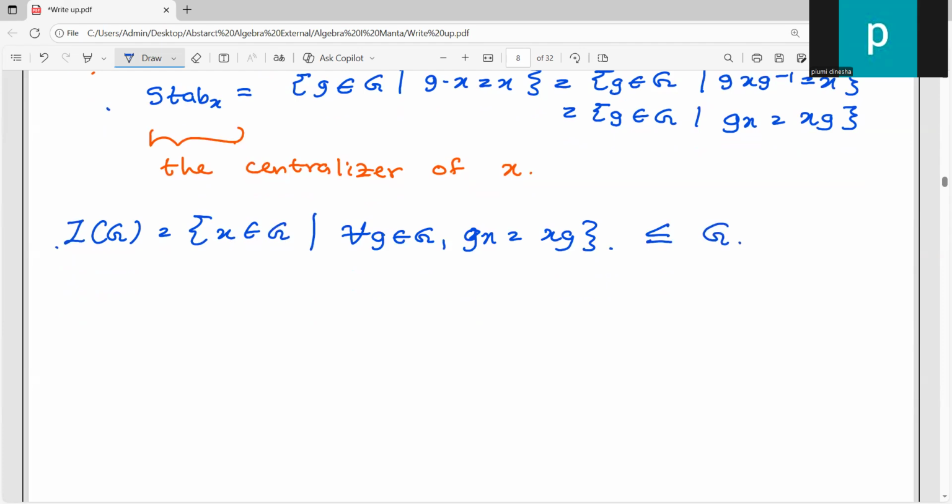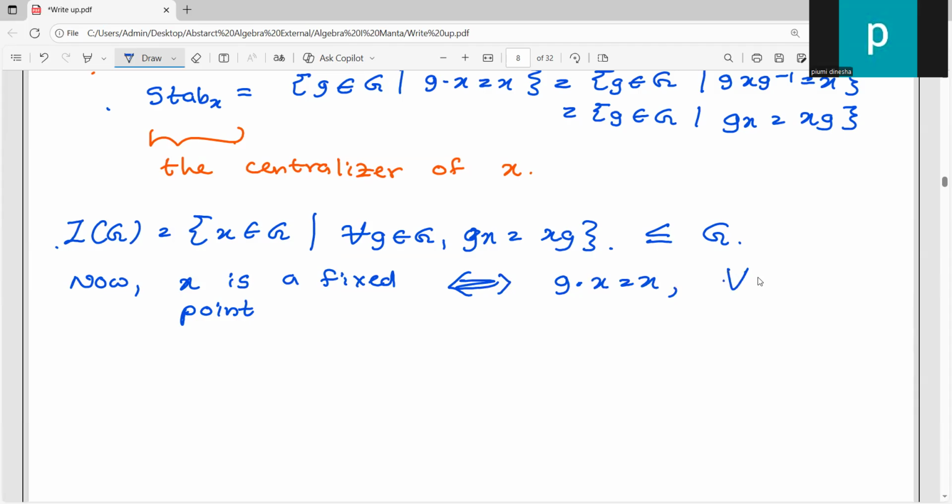Now, let's take a look at the fixed points. X is a fixed point, or is fixed by the action, if and only if, by definition, g dot x is equal to x for all g that you take from the group. This is if and only if, by definition of the group action, g dot x we write as gxg inverse equals x for all g in G.